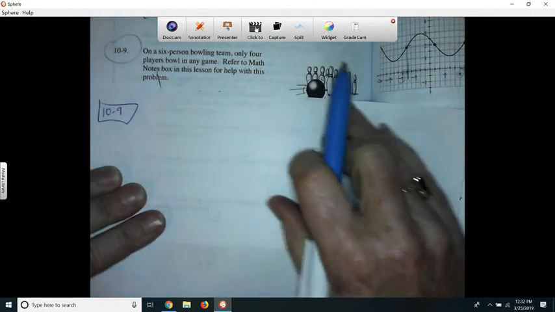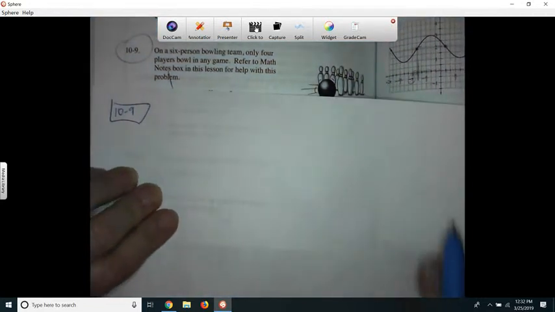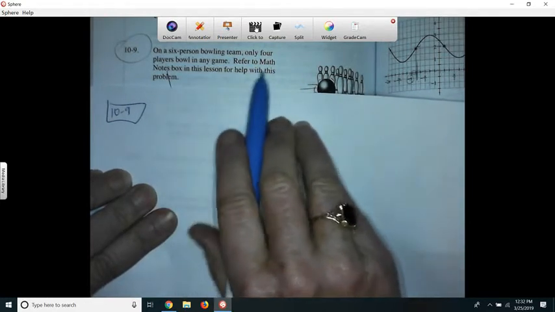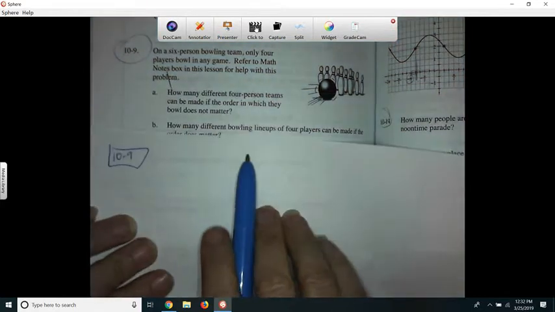So this one is 10-9. On a 6-person bowling team, only 4... Okay, we're going now, you guys. Okay, there's a 6-person bowling team and only 4 players bowl in any game. Refer to the math notes box for help with this problem.